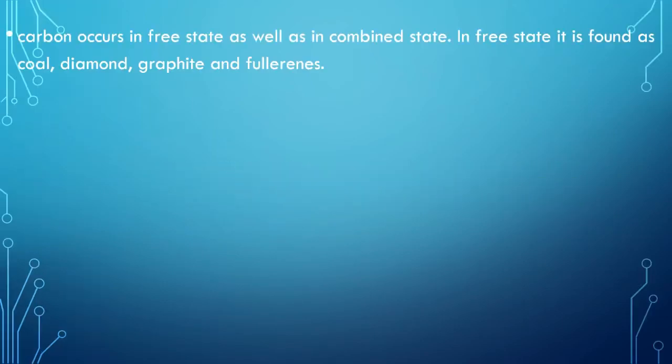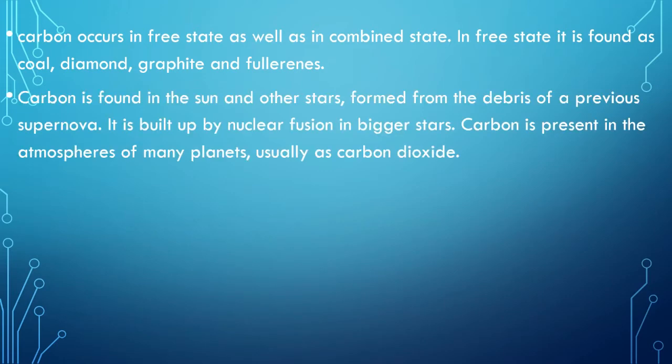So now let us discuss the occurrence of carbon. Carbon occurs in the free state as well as in the combined state. In the free state, it is found as coal, diamond and graphite. Carbon is found in the sun and other stars, formed from the debris of previous supernovas. It is built up by nuclear fusion in bigger stars. Carbon is present in the atmosphere of many planets, usually in the form of carbon dioxide.